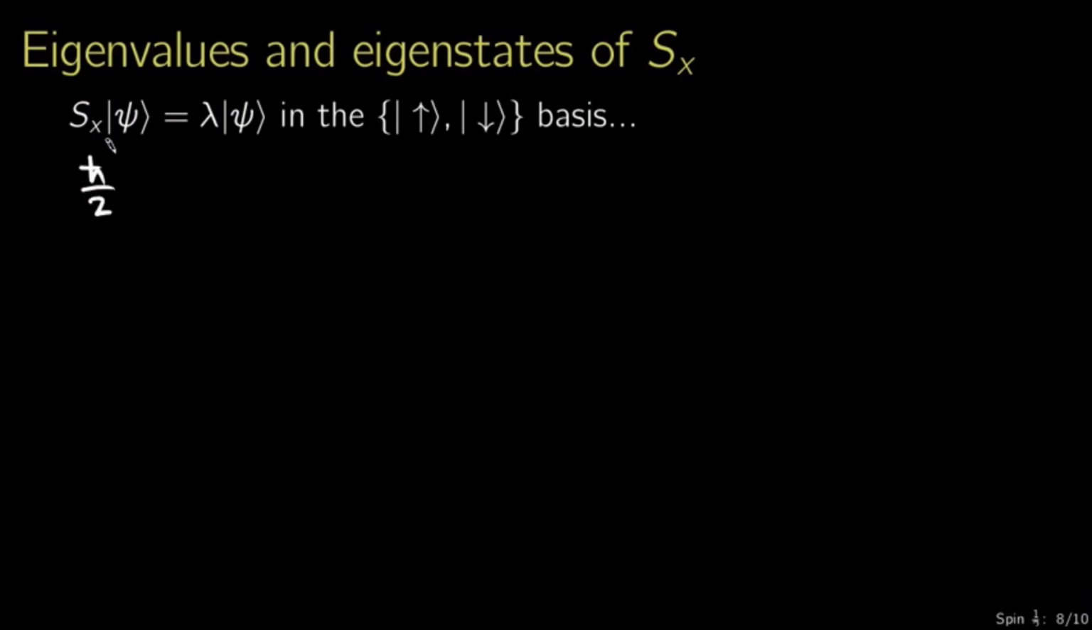So h bar over 2, 0, 1, 1, 0, that was our expression. This is our sigma sub x. And our unknown vector, let's just call it (x, y). We don't know what the eigenstate is. We don't know what its components in this up-down basis are. It is equal to lambda times (x, y). This is a 2 by 2 matrix eigenvalue problem.